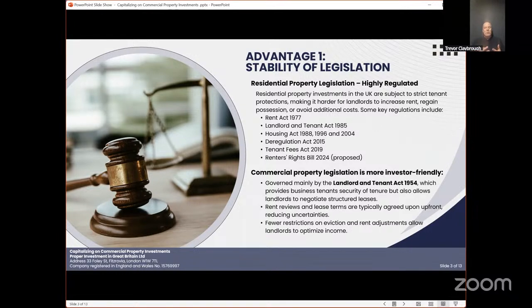Obviously, in residential, people always need somewhere to live, so there's always going to be a demand, but it's a question of navigating a lot more amongst the changing legislation. Commercial property legislation, however, is quite different. Almost everything today is governed by the Landlord and Tenant Act 1954. So we're talking about an act 70 years ago that hasn't been changed. So we know exactly where we are in commercial property law.